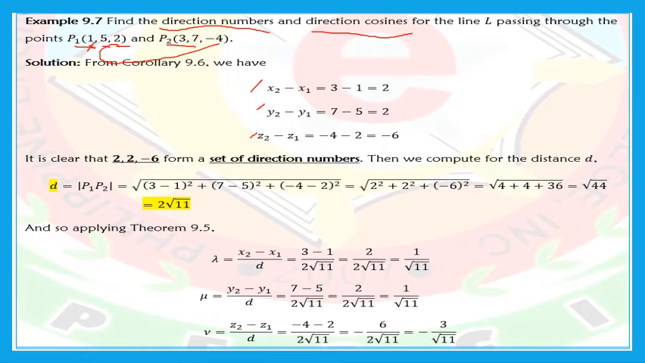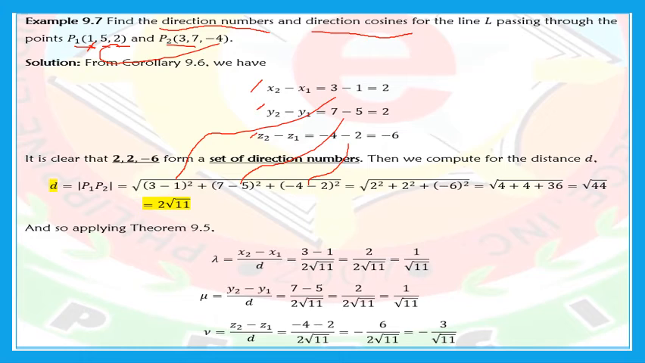Then, after that, we compute for the distance D para malaman or ma-obtain natin yung direction cosines. So, distance D is the absolute value of the distance from P sub 1 to the point P sub 2. So, substitution lang din. X sub 1 minus X sub 2, pwede 'to class. Bring down nyo na lang dito. Square nyo na lang. And then, 7 minus 5. And then, say, negative 4 minus 2. Square nyo na lang. So, ang distance natin is 2 square root of 11.